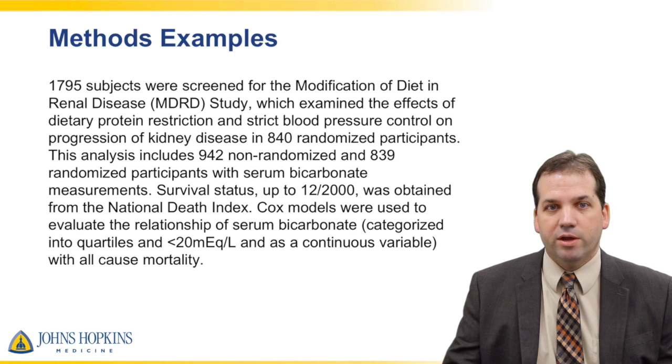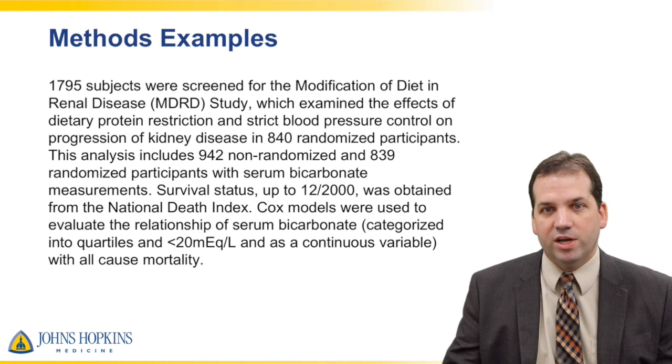The first example here says that 1,795 subjects were screened for the Modification of Diet in Renal Disease study, which examined the effects of dietary protein restriction and strict blood pressure control on progression of kidney disease in 840 randomized participants. This analysis included 942 non-randomized and 839 randomized participants with serum bicarbonate measurements. They measured survival status obtained from the National Death Index.